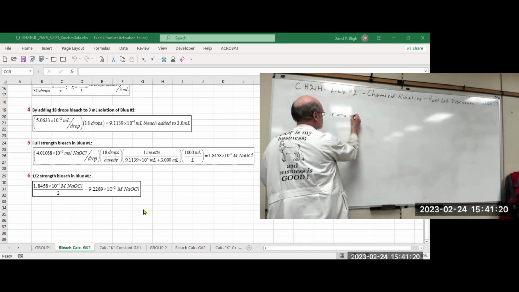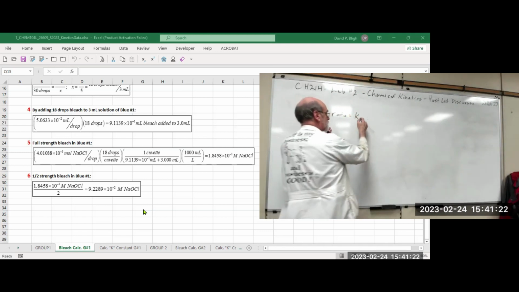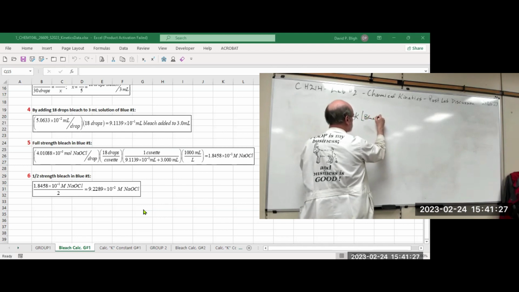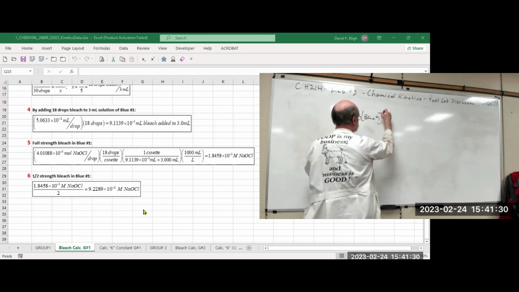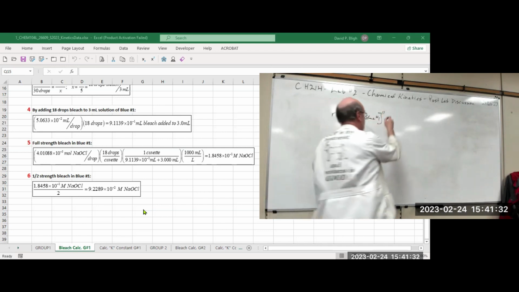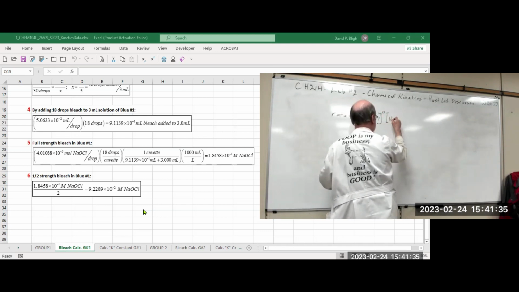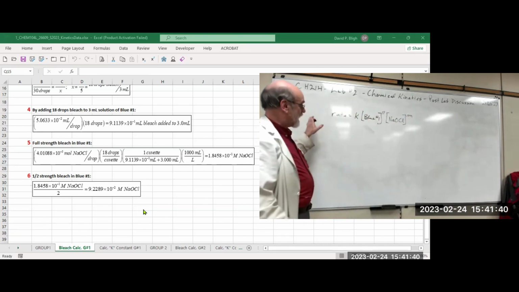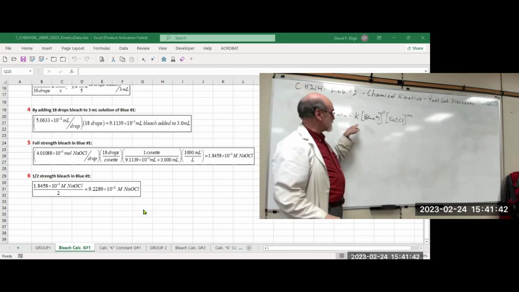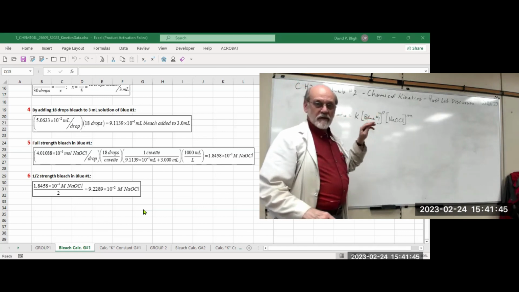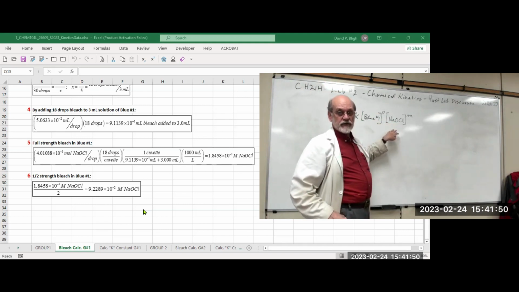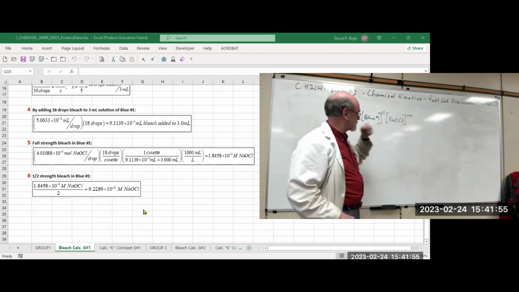The rate equals a rate constant times the concentration of the blue number 1 to some order times the concentration of sodium hypochlorite to its order. Okay, that's the overall rate law without the values in place. Remember we said that we have to fix this so that it doesn't change during the reaction. So we make the concentration high enough so that it won't change.